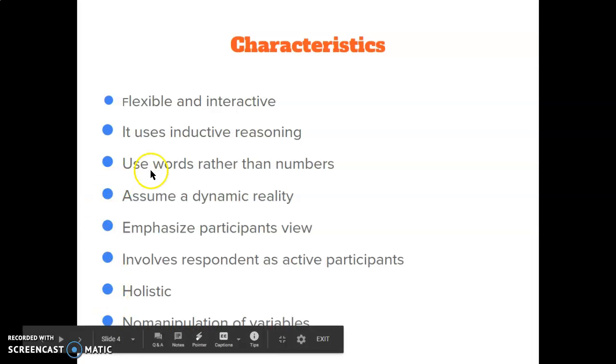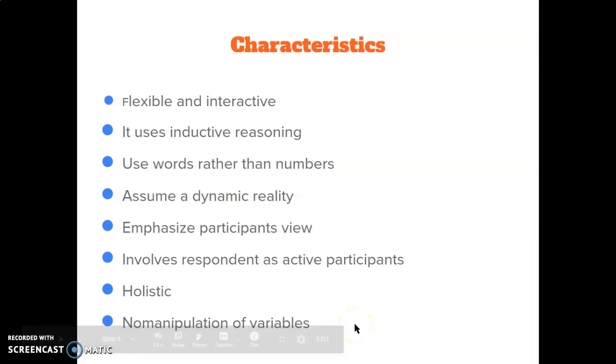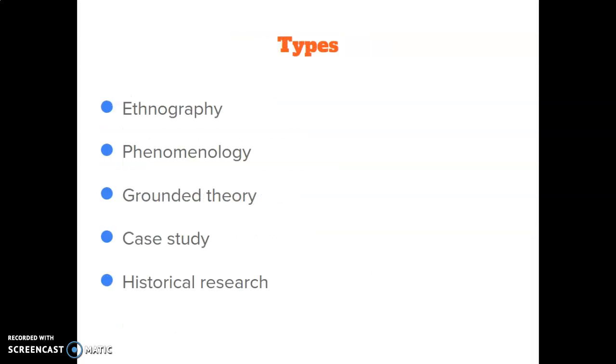So these are all the characteristics: flexible, interactive, uses inductive reasoning, uses words rather than numbers, assumes a dynamic reality, emphasizes participants' view, involves respondents as active participants, holistic, and no manipulation of variables. There are different types of qualitative research design. Five of them are listed here: ethnography, phenomenology, grounded theory, case study, and historical research. We'll see them one by one.